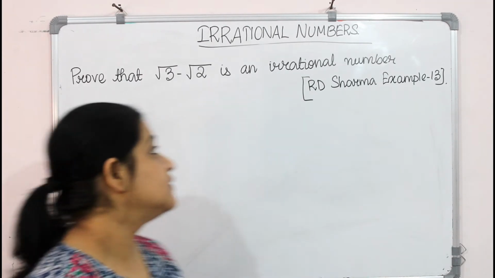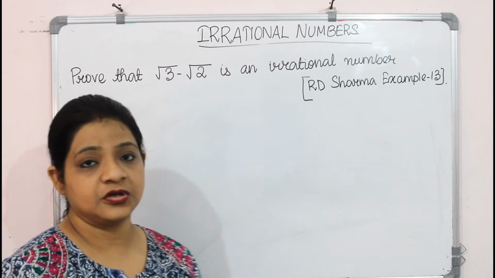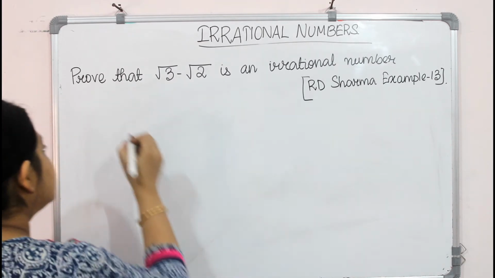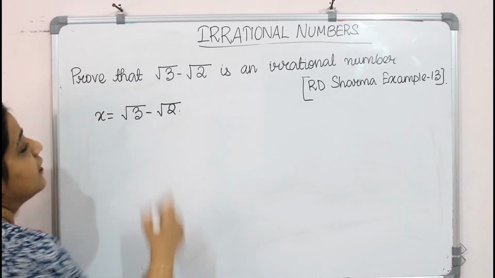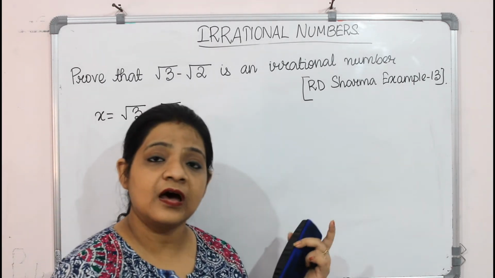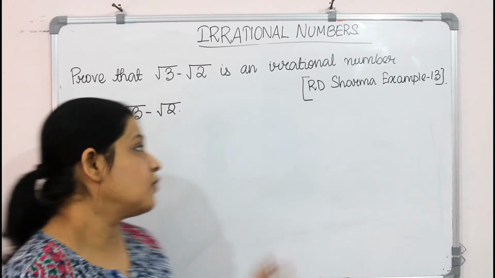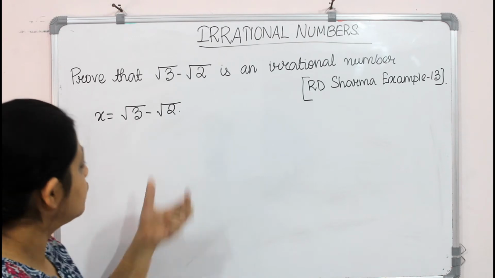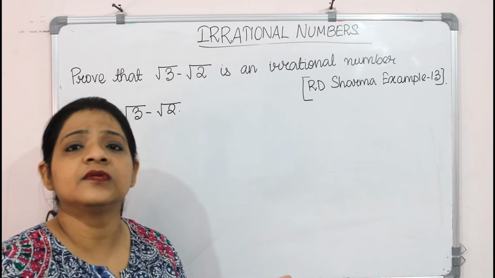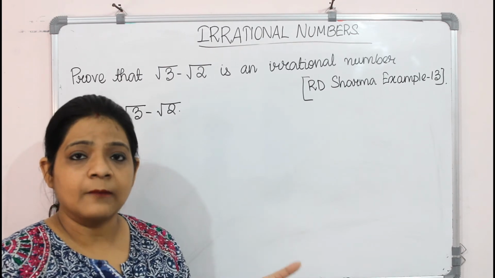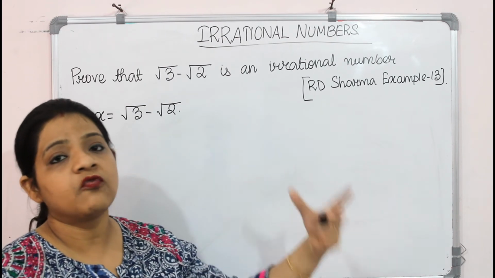The next sum is, you are to prove that root 3 minus root 2 is an irrational number. Let us say x equal to root 3 minus root 2. To prove this, you use the same concept as the first sum I did today. It is obvious that this will be an irrational number, because root 3 is 1.732 something like that, root 2 is 1.414.